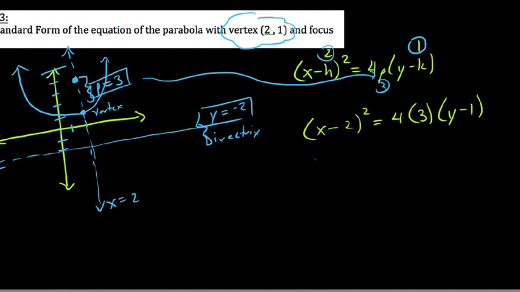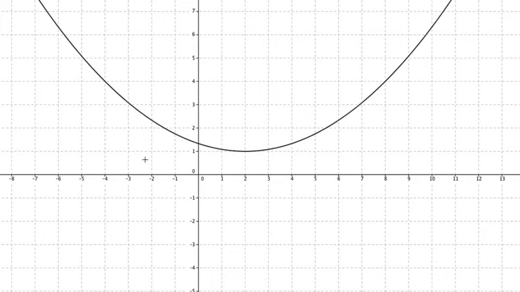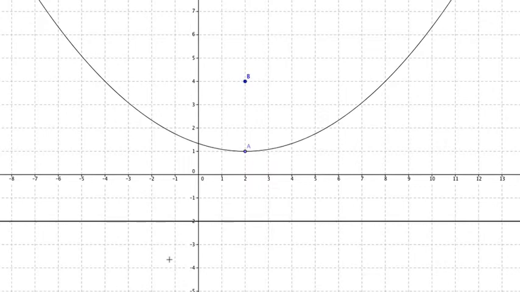We're going to clean this up a little bit, but you end up with x minus 2 quantity squared equals 12 times y minus 1. You don't have to kick that 12 through there. It's not necessary. So let's take a look at this. We have in parentheses x minus 2 quantity squared equals 12 times y minus 1. We did have a vertex at 2, 1, and a focus at 2, 4. The directrix must have been the line y equals negative 2.